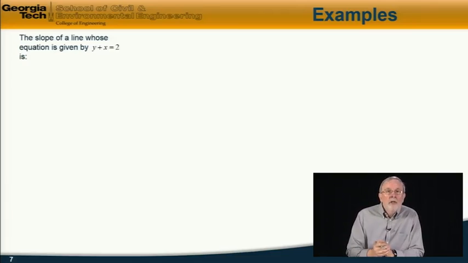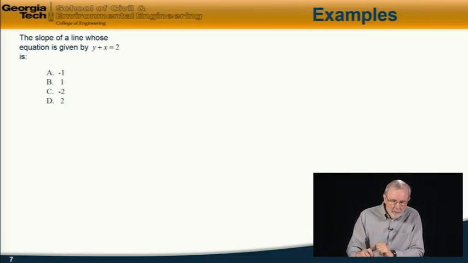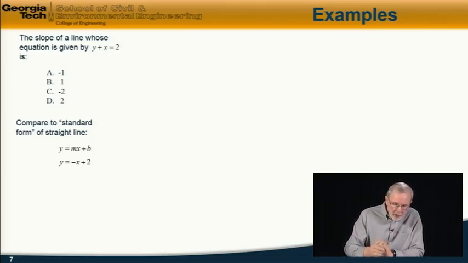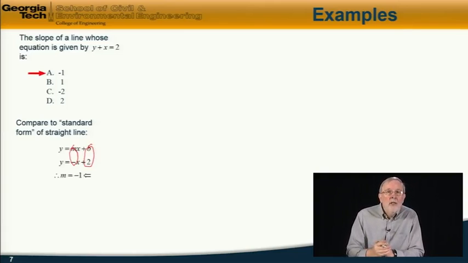Next example, the slope of a line whose equation is given by y plus x equals 2 is which of these? So first, it's easiest to just write that equation in the standard form, y equals mx plus b. In other words, in this case, rewriting the equation, we have y is equal to minus x plus 2, from which we see that m here is equal to minus 1 and b is equal to 2. So the answer is the slope of the line is minus 1.